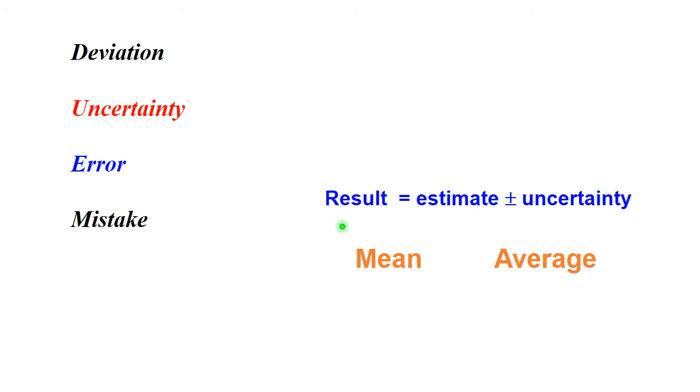Now, the result should always be your estimate of the value, so what you did, plus minus some uncertainty. For the estimate, we usually use mean or average, which is the same, but this is not the only way to have your result estimated.